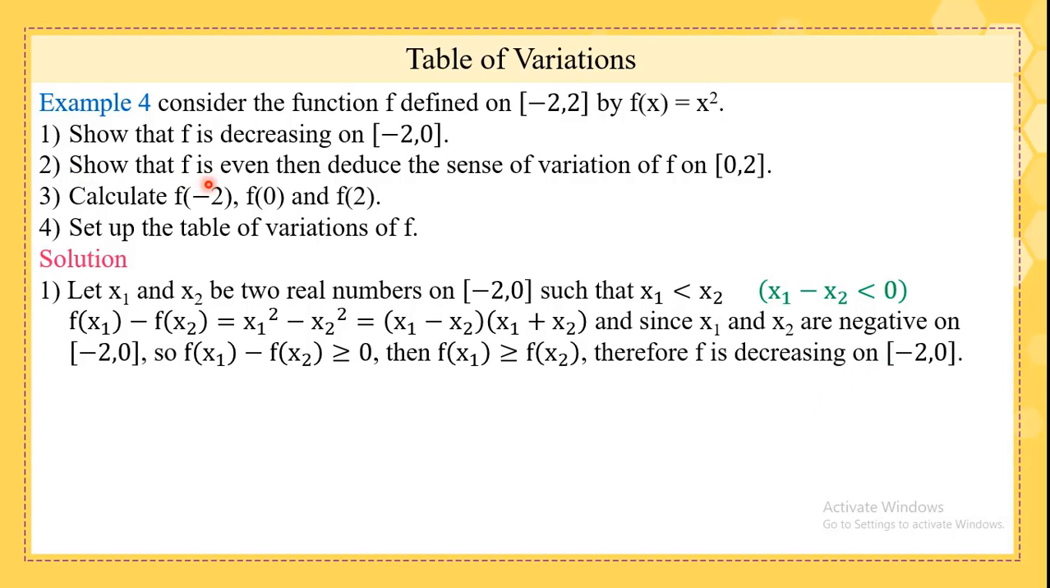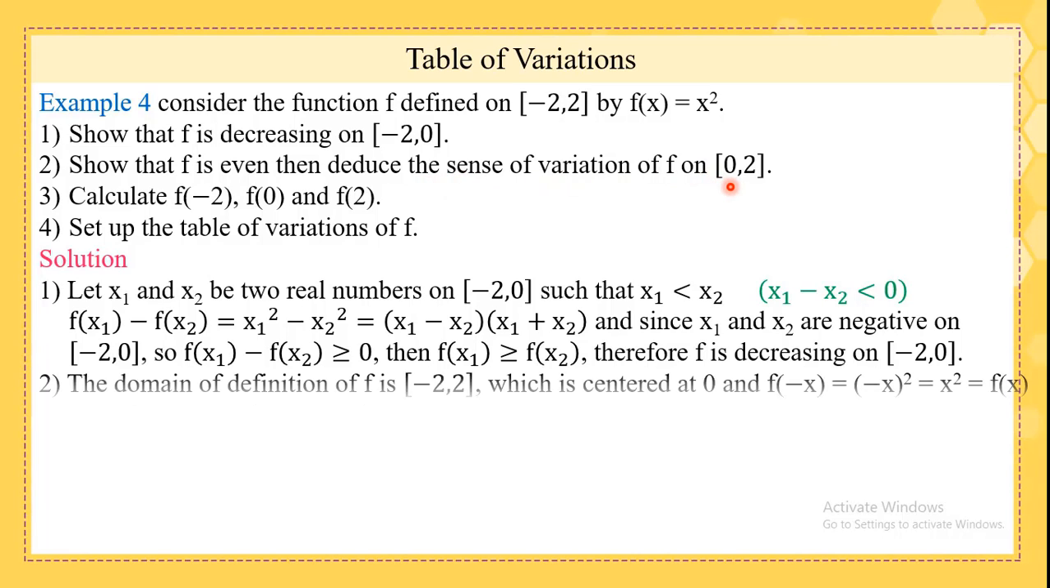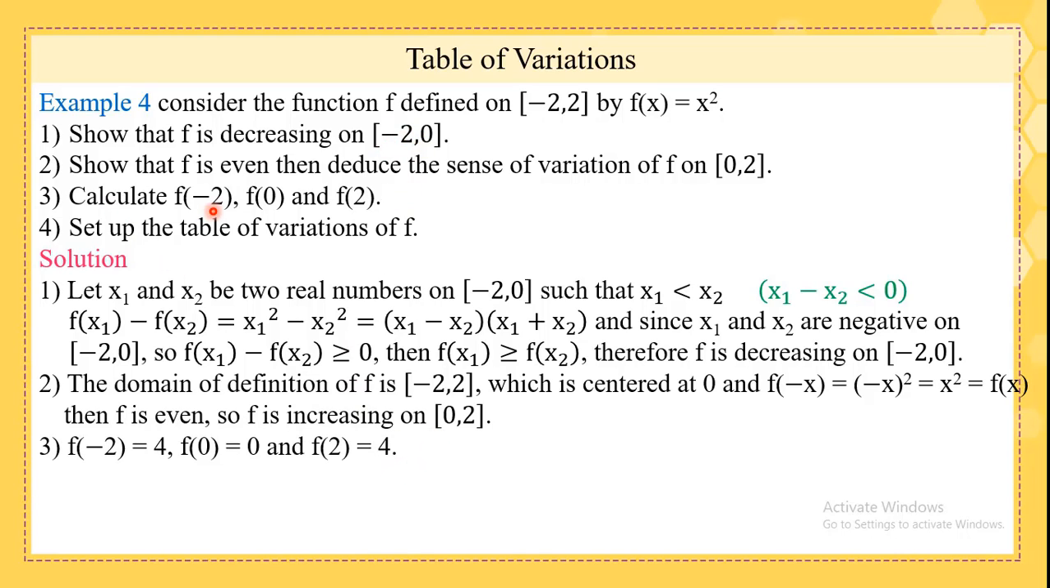2. Show that f is even, then deduce the sense of variation of f on [0, 2]. The domain of definition of f is centered at 0, and f(-x) is equal to f(x). Then f is even. Since f is even and it's decreasing on [-2, 0], then it's increasing on [0, 2]. 3. Calculate f(-2), f(0), and f(2). These are the values of f(-2), f(0), and f(2).